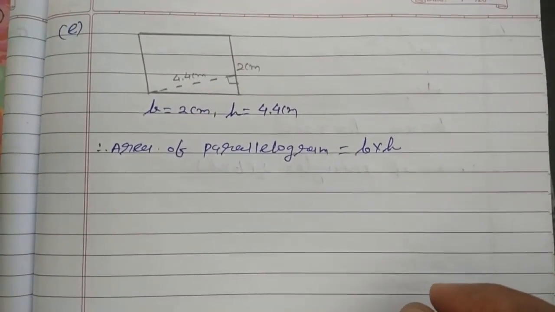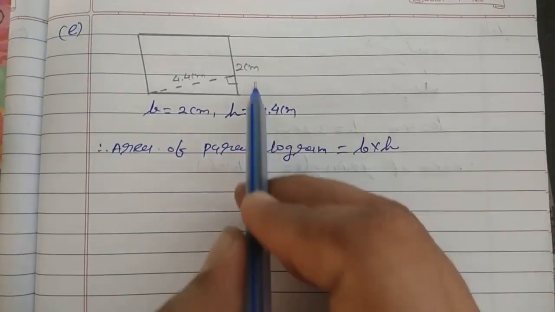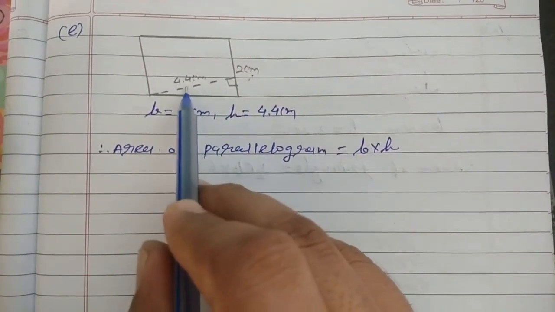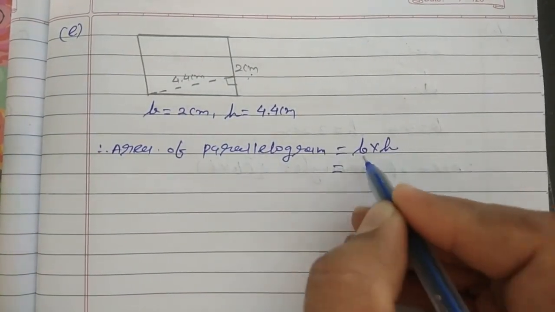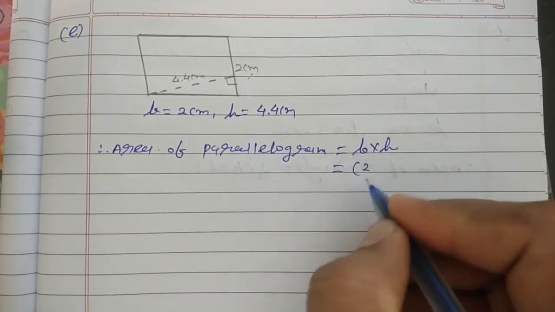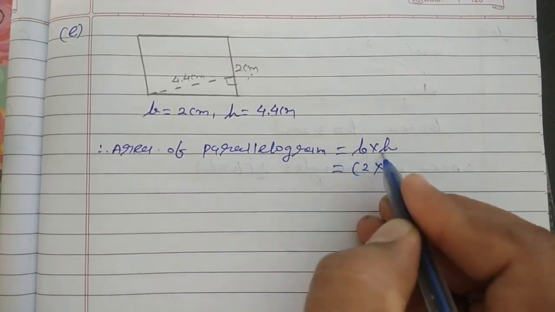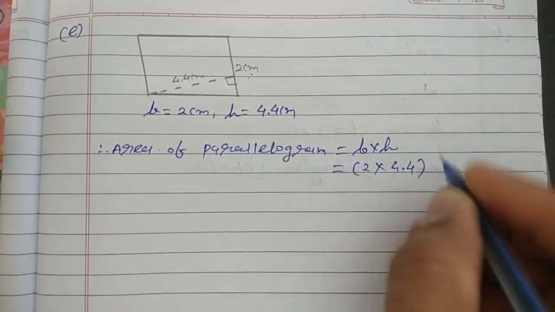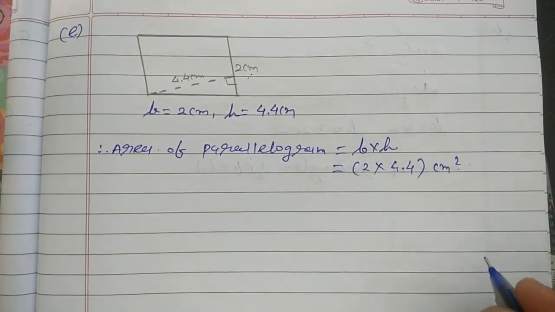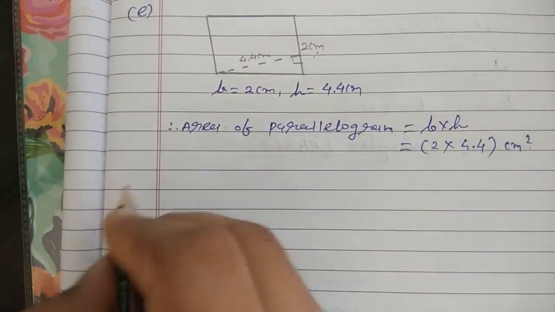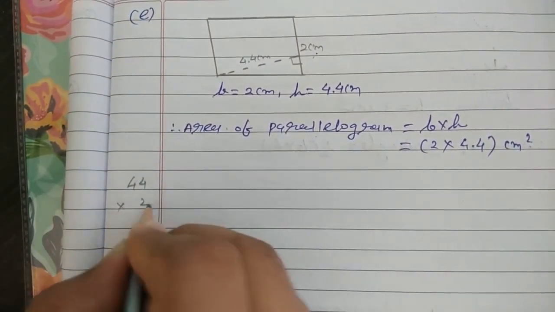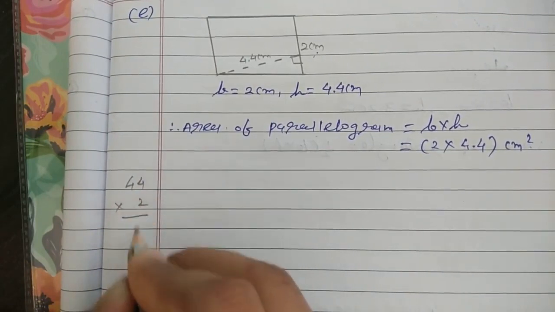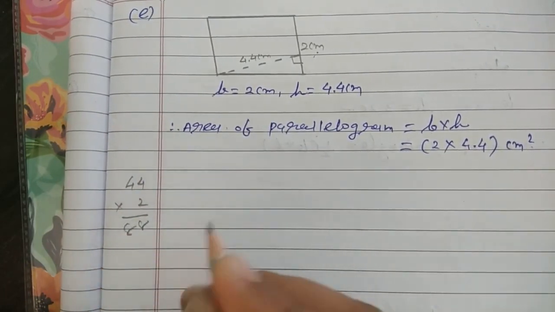Next, sum E. Here the base is 2 centimeter and the height is 4.4 centimeter. Therefore area of parallelogram is equal to base multiplied by height. Base is 2 centimeter, in the bracket 2 multiplied by height 4.4, bracket close, and unit centimeter square. So here we will do the decimal multiplication. So for 4.4 we will write 44 multiplied by 2. 4 2s are 8, 4 2s are 8, so 88.